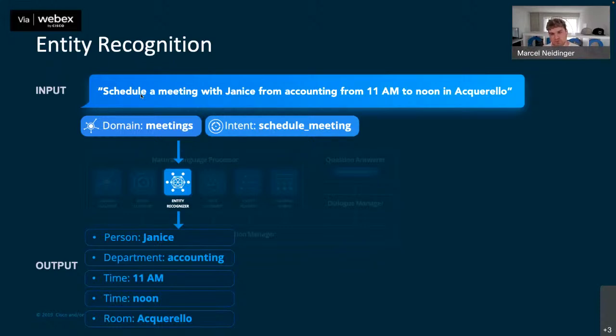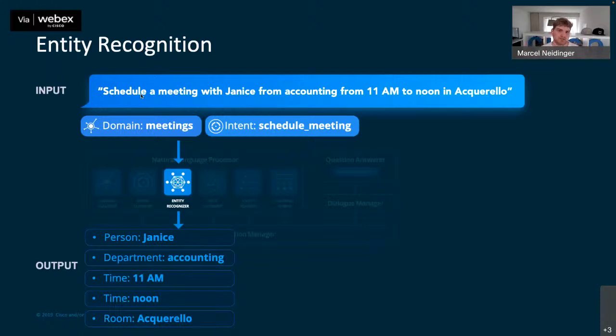To give you a bit of background on how this works under the hood, what you're giving MindMeld is a lot of training examples. So you're saying a lot of different strings that say this is how this looks, or this is how an example could be. Like, you would say, hey, schedule a meeting with Janice, or I want a meeting with Janice. So a lot of different examples. And in those examples, you would tag that Janice is a person or accounting is a department.